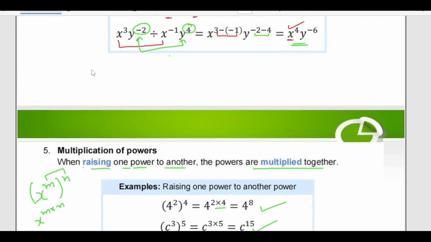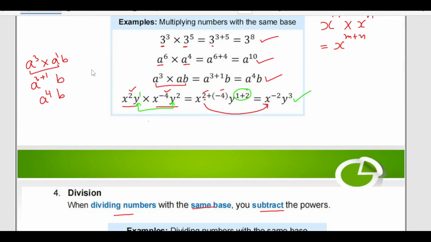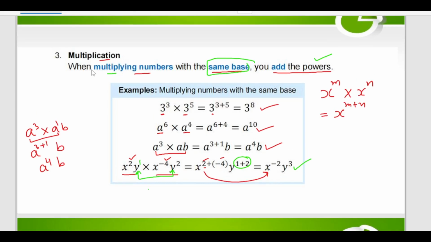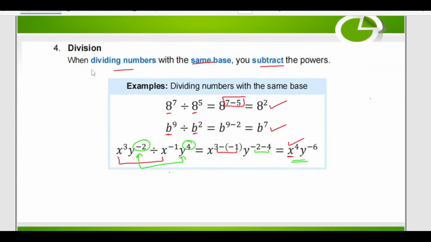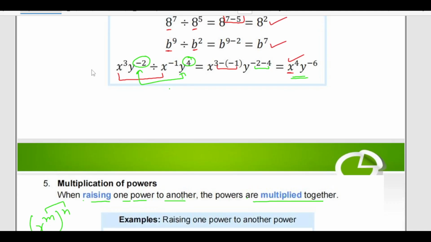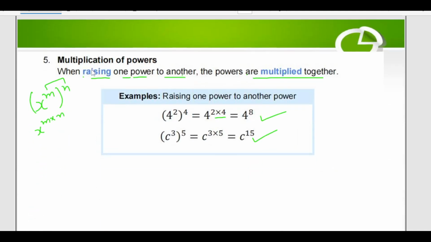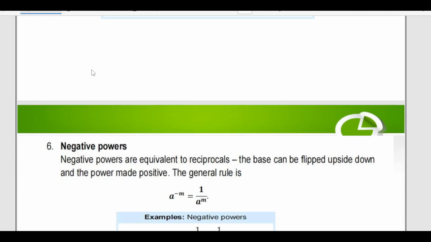So, let me revise. When you multiply numbers with the same base, you add the powers. When you divide numbers with the same base, you subtract the powers. And when you have a power raised to another power, you simply multiply the powers, right.